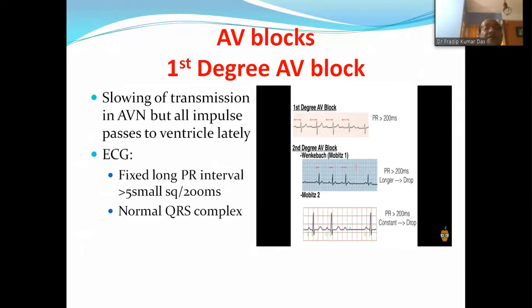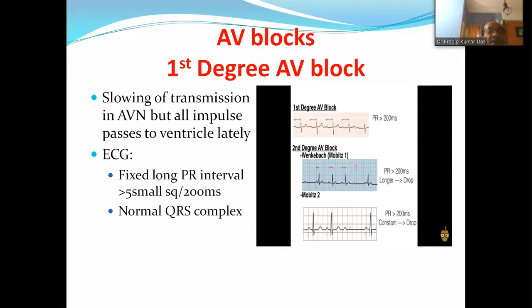And AV nodal block is also common in our day-to-day ECG practice. There are three varieties: first degree AV block, second degree, and third degree. In first degree AV block, we have to understand that the AV node's transmission is slowed, but all impulses will be passed to the ventricle, only late. That is the only pathology. The AV node is transmitting all the impulses, but in a slow manner.